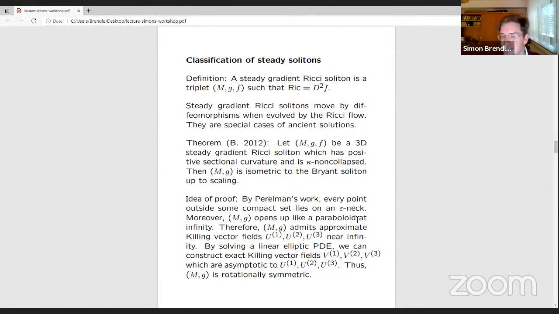It turns out that the Lie derivative of the metric along these V1, V2, V3 satisfies a PDE, and you can apply a maximum principle to that PDE. And then you can show that because the Lie derivatives are small at infinity, they have to vanish identically. And that gives you exact Killing vector fields. And then you're done. And then it's rotationally symmetric. And then in that class, the uniqueness follows from Robert's work.